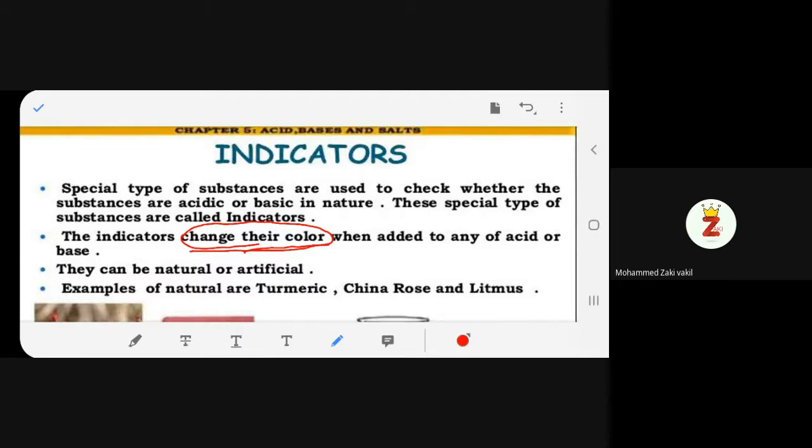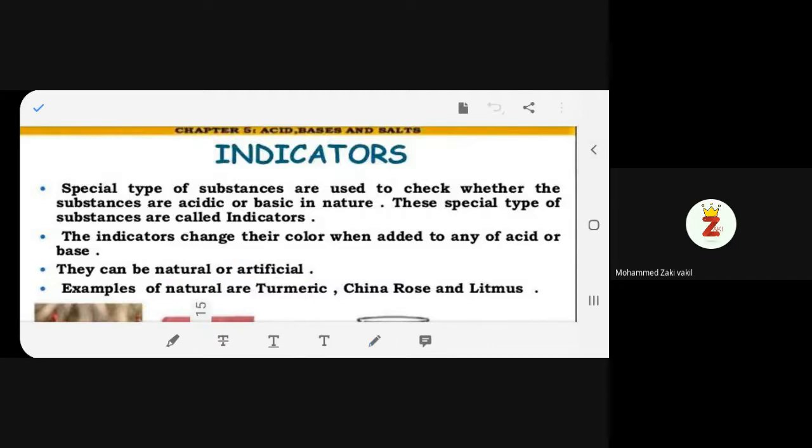They change the color. If it is added to acidic, it will change the color. If it is added to basic, it will change the color. There are two types of indicators, natural or artificial. One that is natural, one that we may have made.